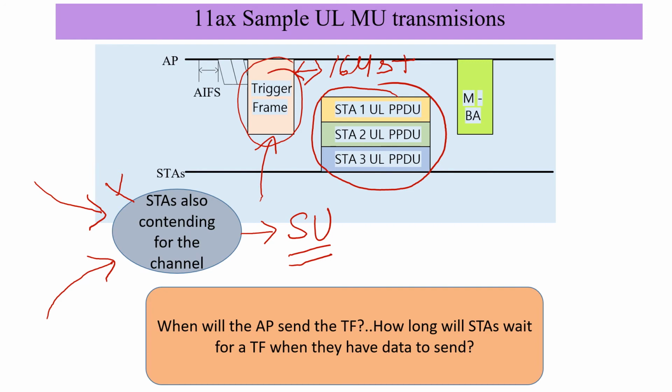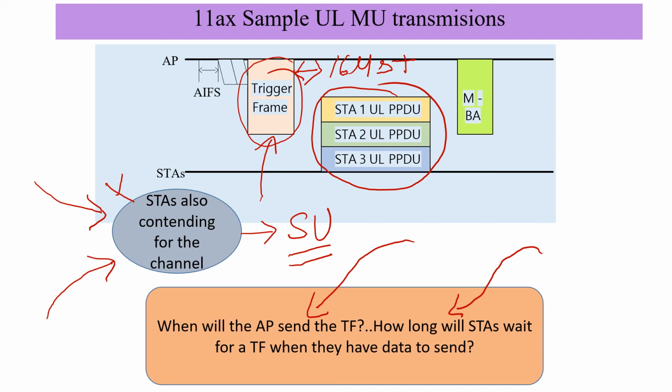So the questions surrounding Wi-Fi are, from a station perspective, when will the AP send the trigger frame? Is there any notion of how long the station should wait? These questions are very unique to Wi-Fi. They were not there in cellular, because remember, in cellular LTE or 5G, stations don't transmit without an explicit schedule from the base stations.